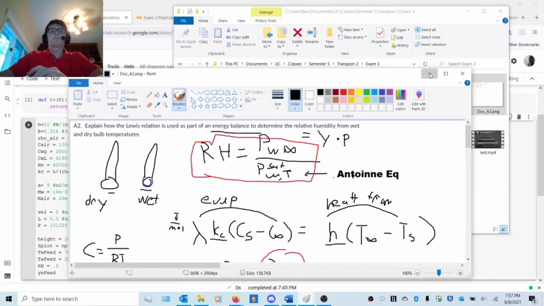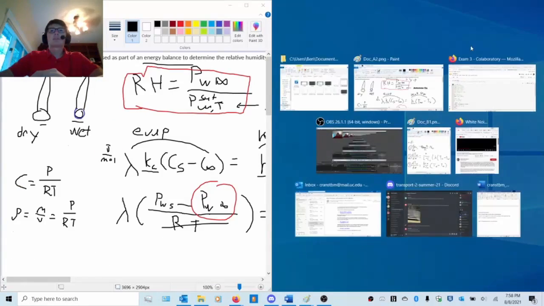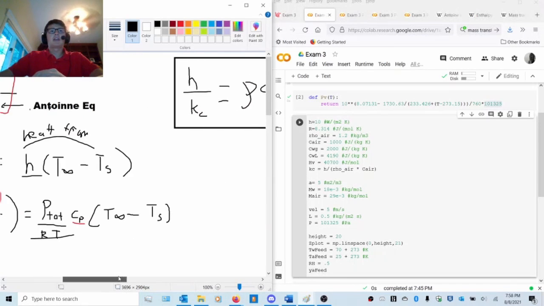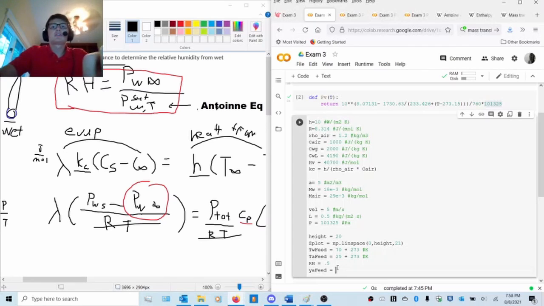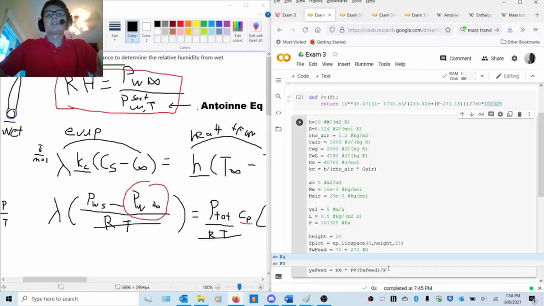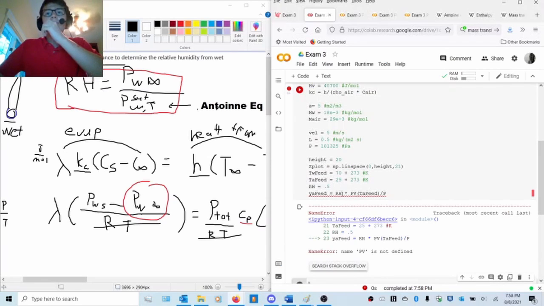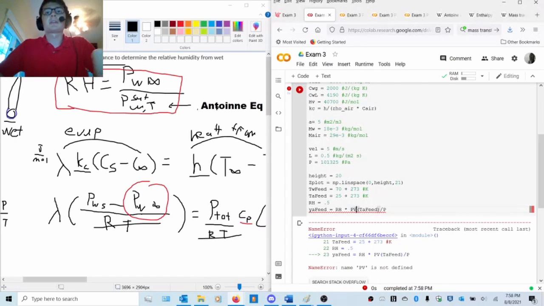So I'm going to keep that one up. I'm going to go ahead and bring this over to the side. And YA of feed is going to be equivalent to the relative humidity times the saturation pressure. That's going to be from the PV table at a certain temperature, at the temperature of the gas in, so at this TA feed. And once again, when I say gas, I mean air. I just keep misspeaking. And then that's going to be divided by the P total, I believe. So PV is not defined. Have I not run this? Oh, it's P lowercase v. My bad.